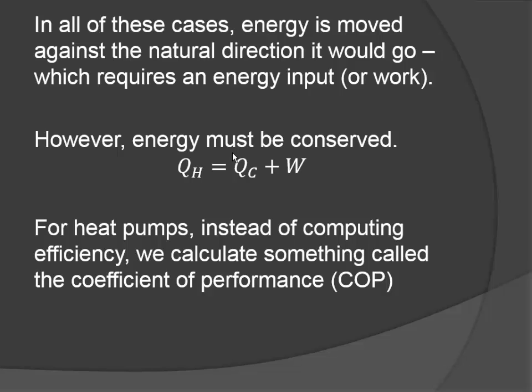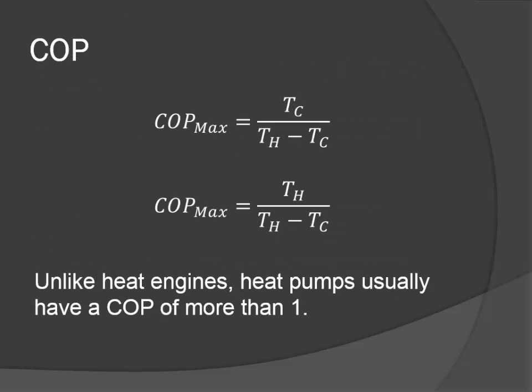For heat pumps, instead of computing machine efficiency, we're going to calculate something called the coefficient of performance. There are two different coefficients of performance, depending upon whether you are looking at a heat pump used for cooling, which is the top one, or a heat pump used for heating, which is the bottom one. The formula is essentially the same. It's just whether you put the temperature of your cold reservoir on the top for the cooling one, or the temperature of your hot reservoir on the top for the one that heats.